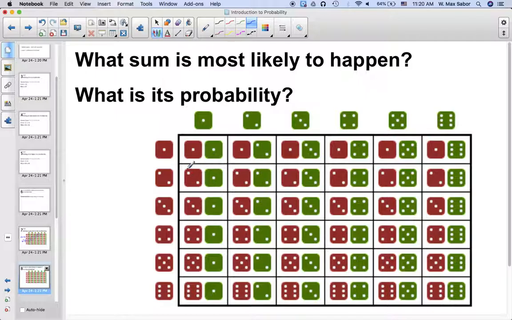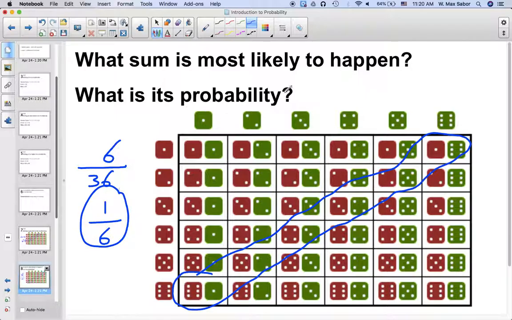What sum is the most likely to happen? Well, 7 appears all along this diagonal, and its probability, well, there are 6 options out of the total sample space of 36, and that gets simplified to 1/6. The probability of rolling a 7 is 1/6.